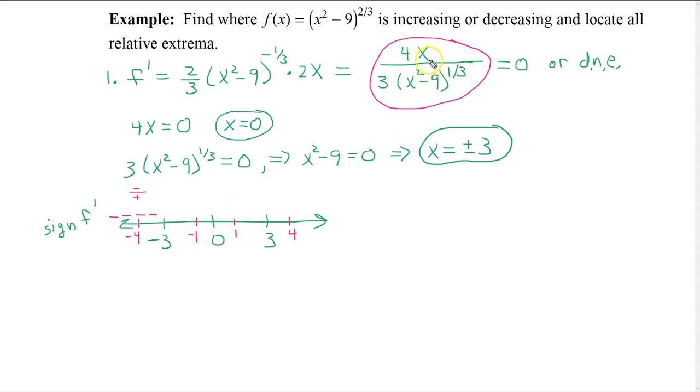If we put -1 in for x, the numerator will be negative. The denominator will also be negative because we'll have -1 squared, that's 1 minus 9. 1 minus 9 is -8 to the 1/3 power, and that is negative. Okay, so we get negative over negative. That is positive.